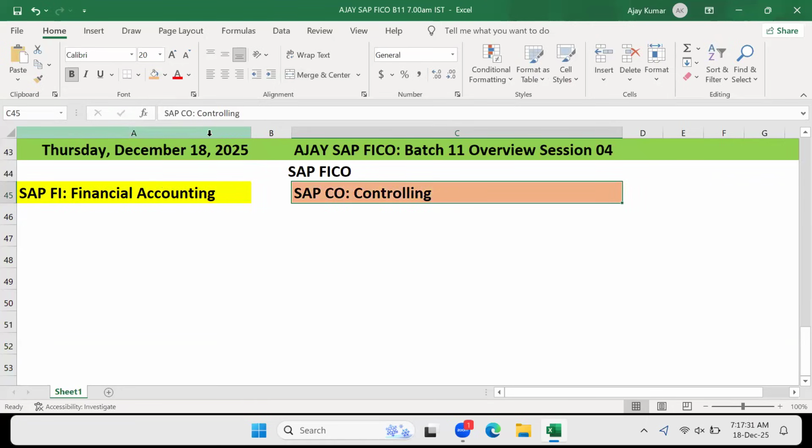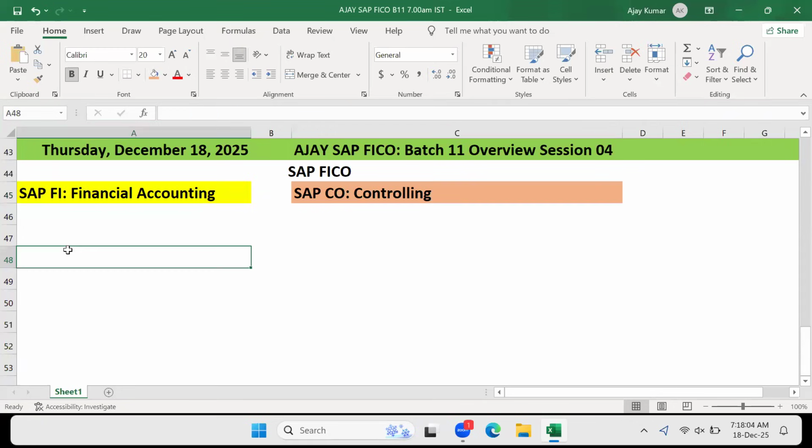Anybody heard about financial accounting, controlling? Controlling is nothing but cost accounting and management accounting. If you belong to a commerce background or accounting finance background, you would have heard financial accounting and cost management accounting. Yes, sir. It is the same thing. Financial accounting is all about FI. Your cost accounting, management accounting is all about your CO.